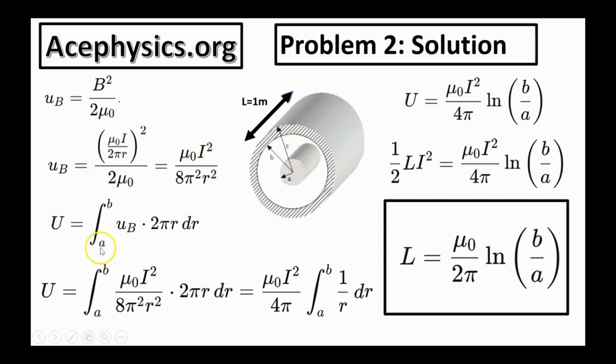To get the energy, we take the integral from A to B of the energy density times 2 pi r dr. 2 pi r dr is going to be the area, and then you multiply by length, but the length is 1. We only need to use the magnetic field in the region between radius A and radius B.